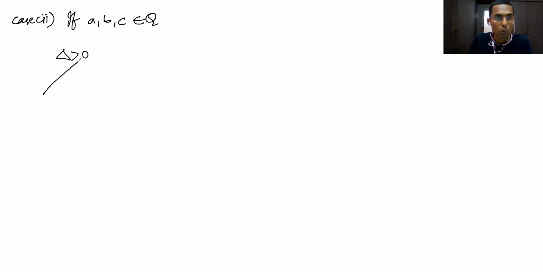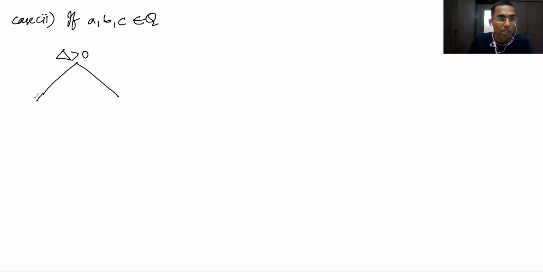Okay, last class we discussed the nature of the roots. Second case we are discussing, case 2, is that if a, b, c are rational numbers, what's going to happen? Here also there are three cases. One is if delta is greater than 0. In this again two cases are there.